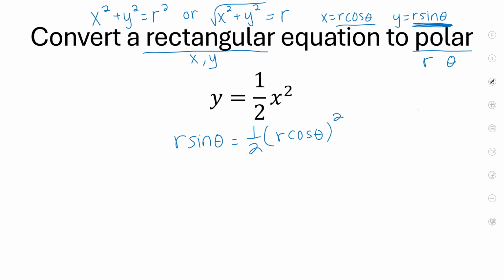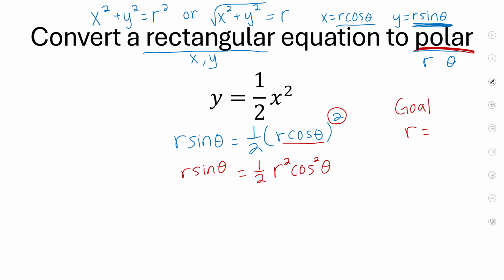Now I'm going to square this whole thing. Since I have a squared out here, this will be r squared cosine squared. I still have the 1/2. I have r sine theta. So your goal, whenever you're converting to polar, is to have the radius by itself. Okay, so let's try to get the radius by itself.